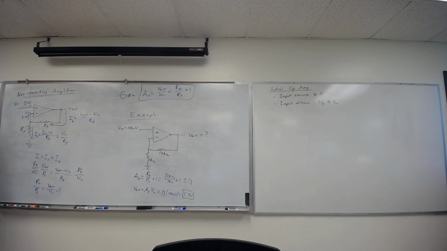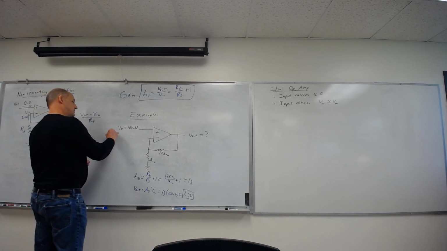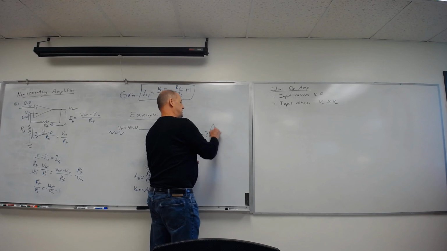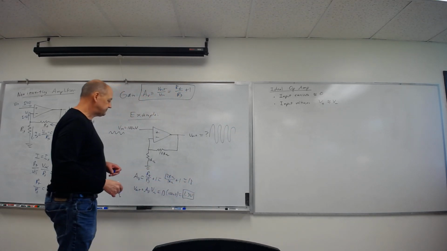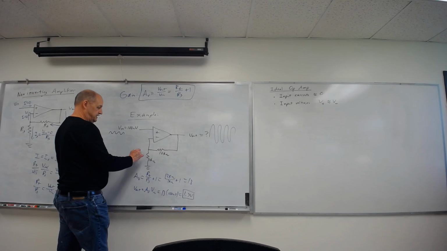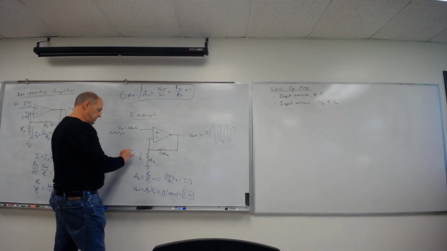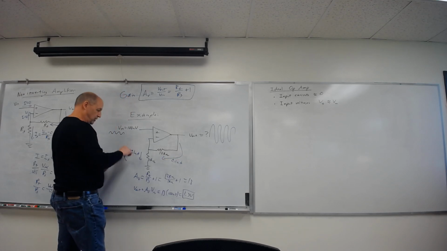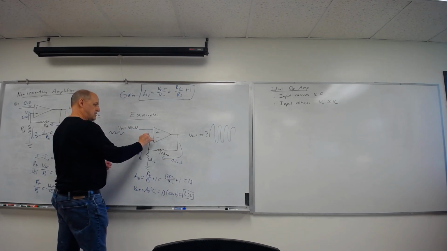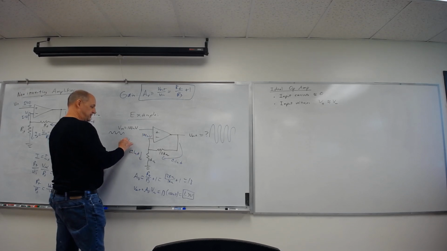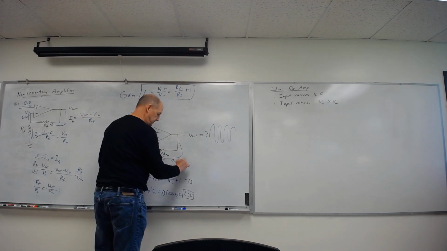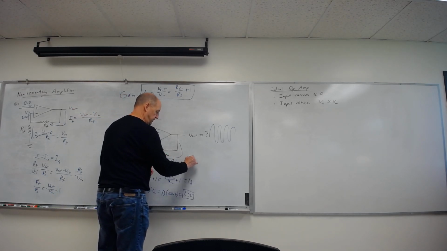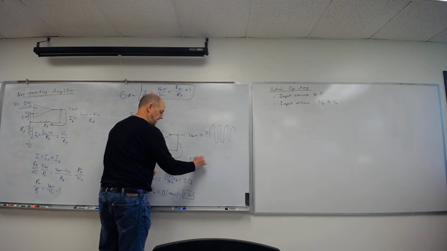If my input was an AC signal, it would look like that. My output would be 13 times bigger and exactly in phase. If I wanted to calculate this, my current right here would be 0.1 milliamps, just like I got before. This is 100 millivolts, so to get that current, I would have 100 millivolts over 1 kilo ohm. Over here, my output is 1.3 volts minus 100 millivolts, just 0.1, over 12 kilo ohms.